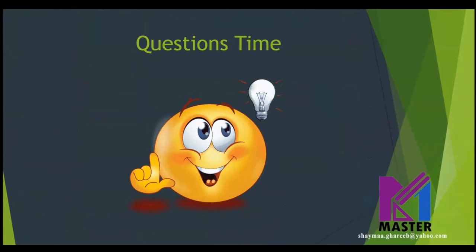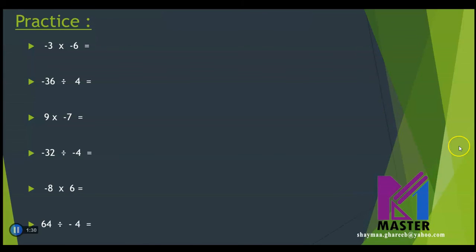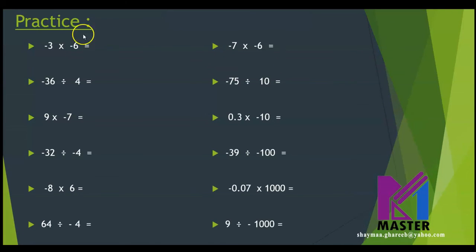Now, let's have some questions. Are you ready? I want all of you to try to do these questions on your own. Then you check your answer with the video. Are you ready? Here are all the questions. The first question, -3 times -6. The answer is 18, which is a positive number.